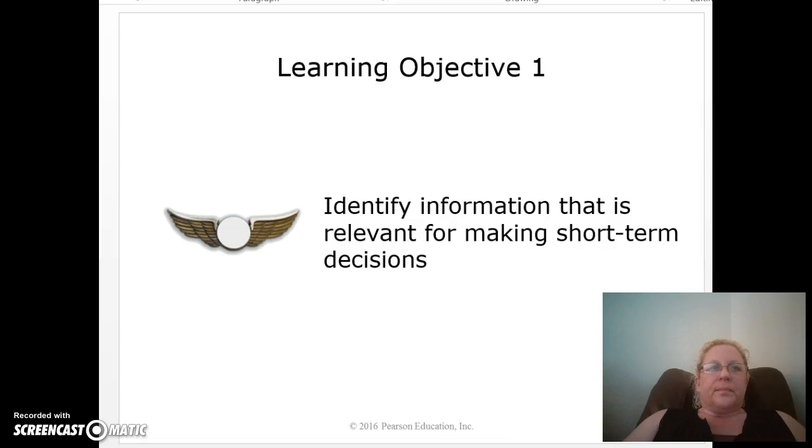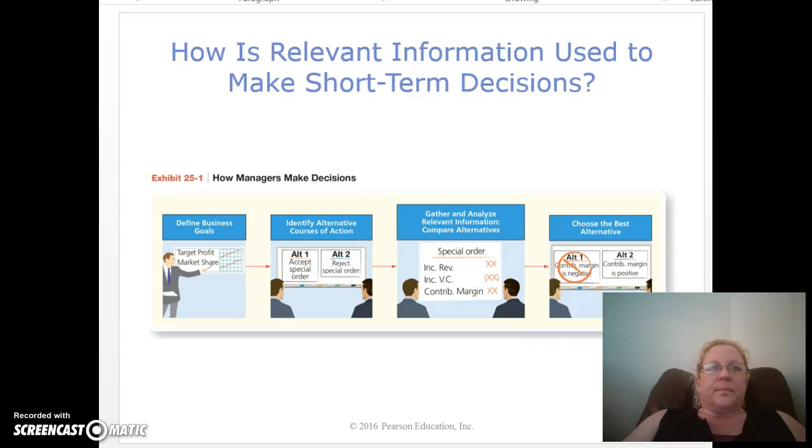This week we're going to be talking about short-term business decisions. Starting off with learning objective 1, identifying information that is relevant for making short-term decisions. So in this chapter we see how managers use their knowledge of cost behavior to make short-term business decisions, such as whether to accept an order with special pricing or drop an unprofitable product. The decisions we discuss in this chapter pertain to short periods of time, usually 1 year or less. In the next chapter, we discuss long-term decisions.